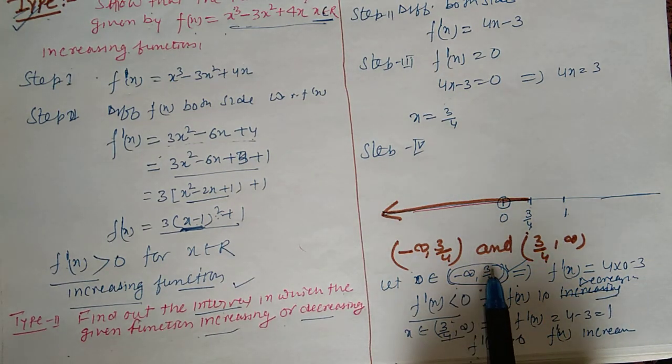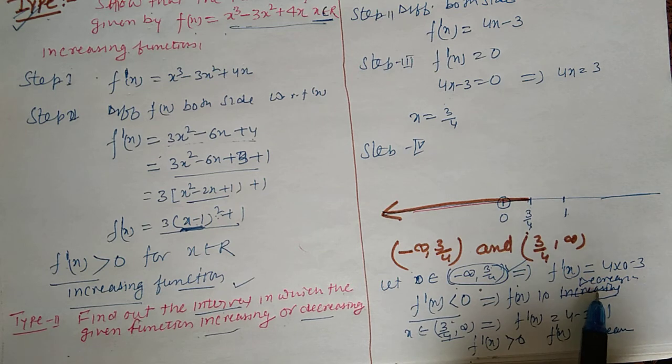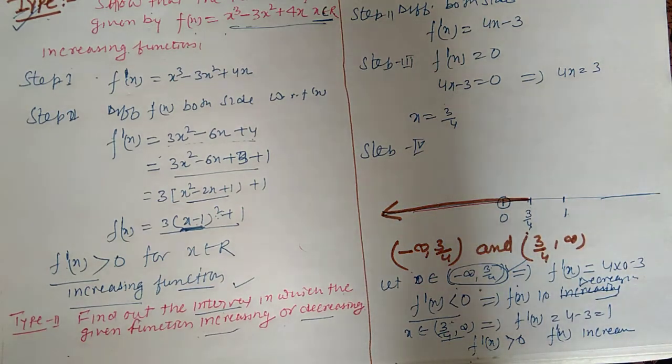From minus infinity to 3 upon 4, how will the function be? Decreasing function. And from 3 upon 4 to infinity it is an increasing function. Clear? I hope it is clear to you.